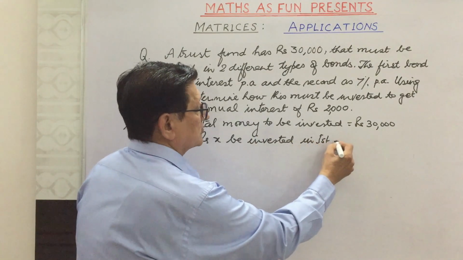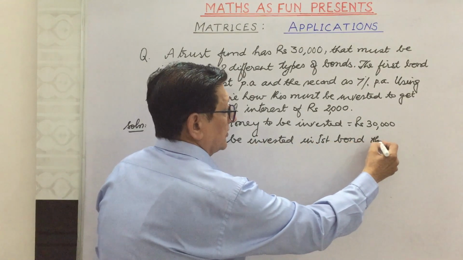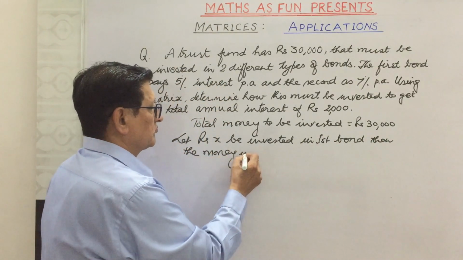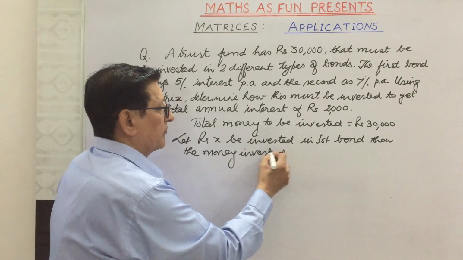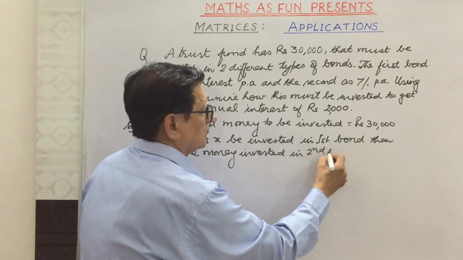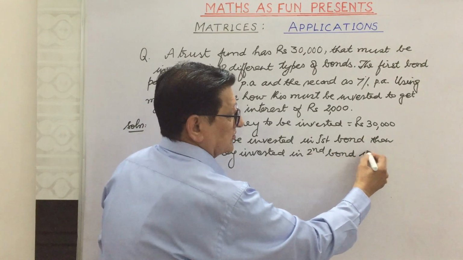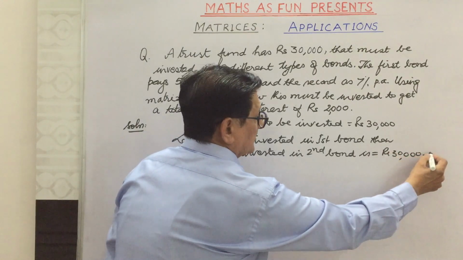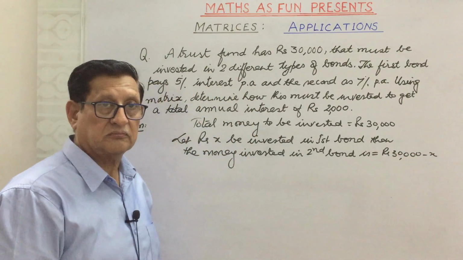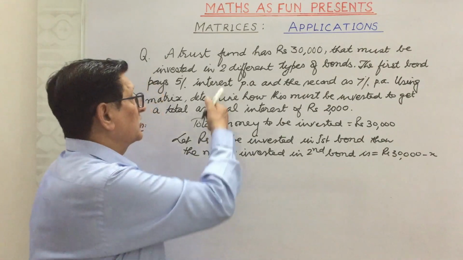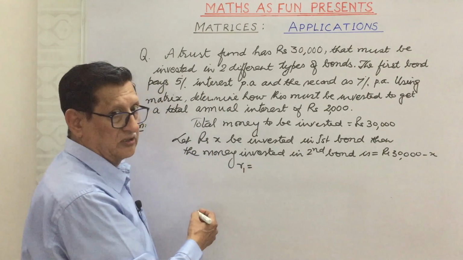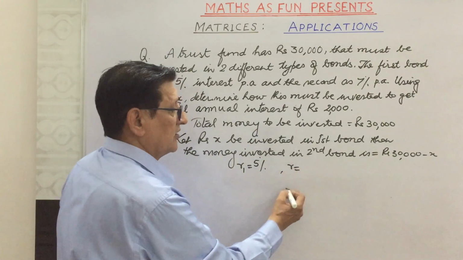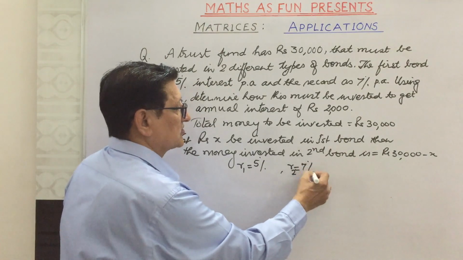in first bond. Then the money invested in second bond is equal to rupees 30,000 minus X. Now we have been given the rate of interest for the first bond, that is R1 is equal to 5%, and the rate of interest on the second is R2, that is equal to 7%.